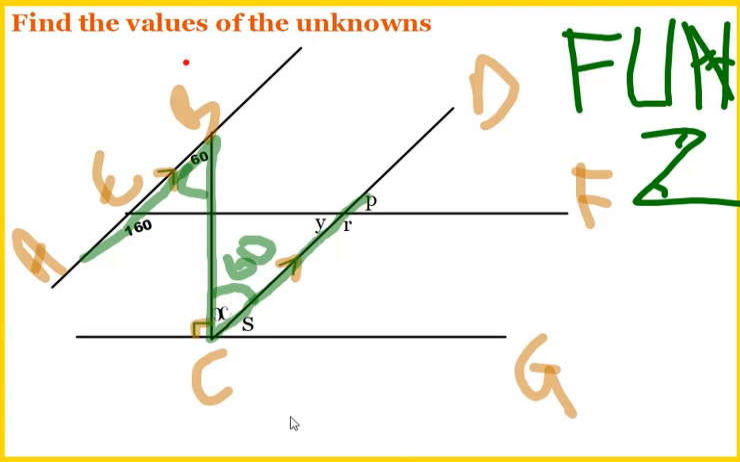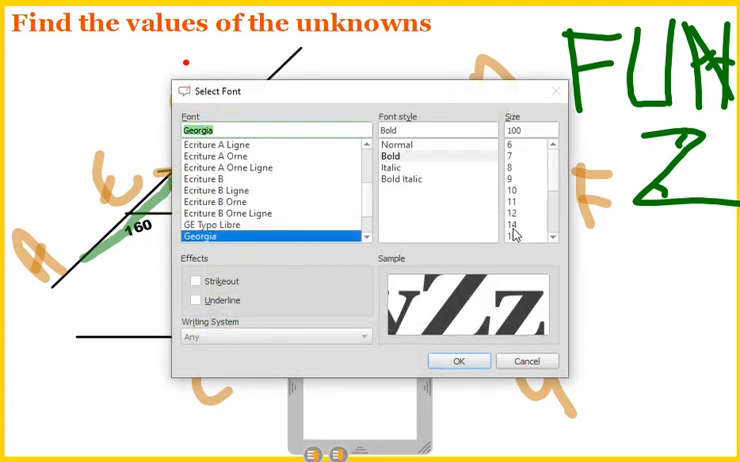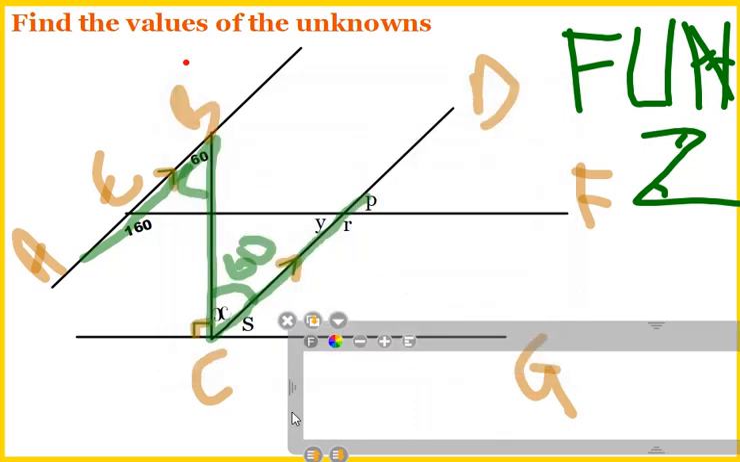So you write it as follows. X is equal to 60 degrees. I'm just going to write the reason in words: alternating angles. You can just say alt angles.